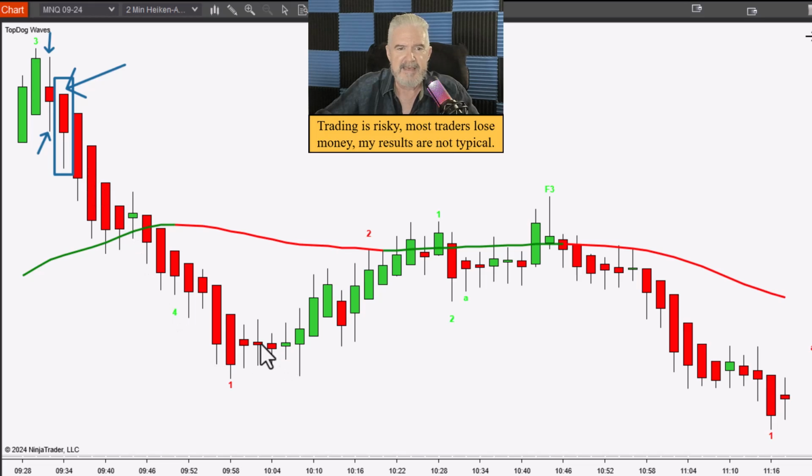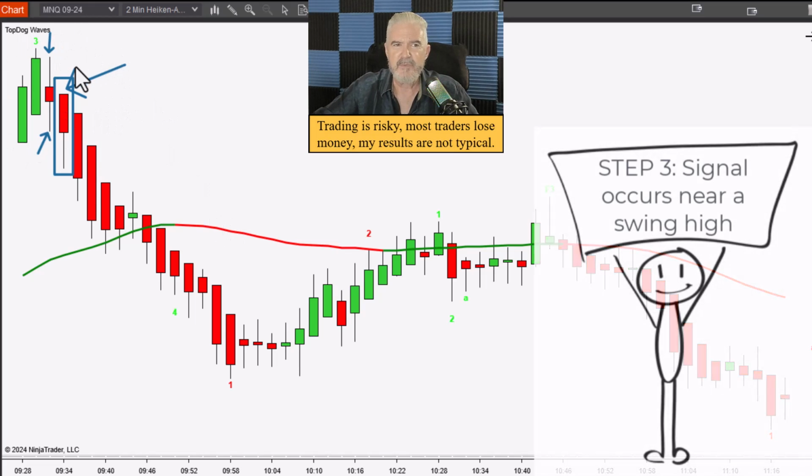All right. Now, another factor. So a third one. Number one, we got the color change. Number two, we've got no wick on the top for shorts. And by the way, it's the opposite for longs. And the other one is we want it to be near the swing high, or for a long, near the swing low. So this one's near a swing high, so that's great.